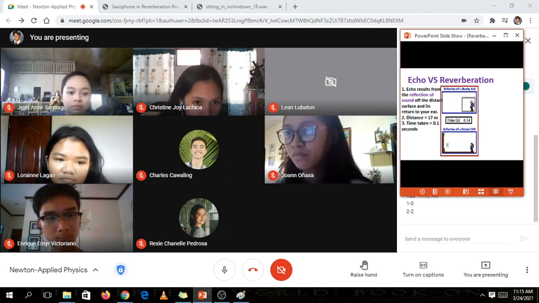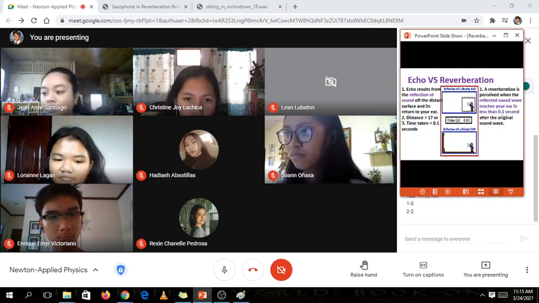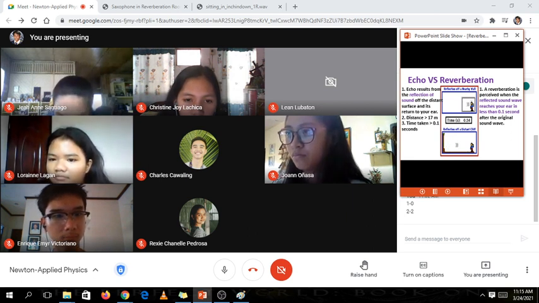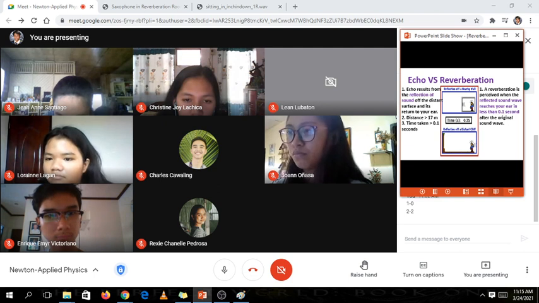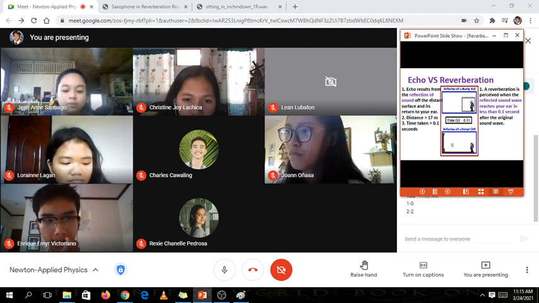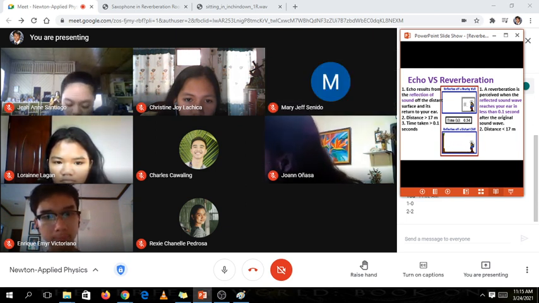Of course, because the greater the distance, the longer it takes for sound to bounce back. Correct? Speed equals distance over time. However, a reverberation is perceived when the reflected sound wave reaches your ear in less than 0.1 second after the original sound wave. So reverberation, when the distance is less than 17 meters.